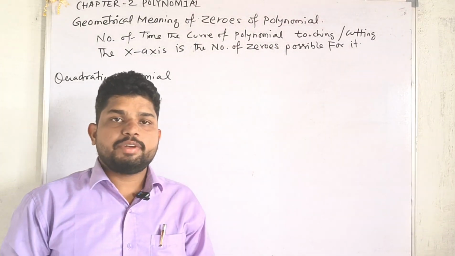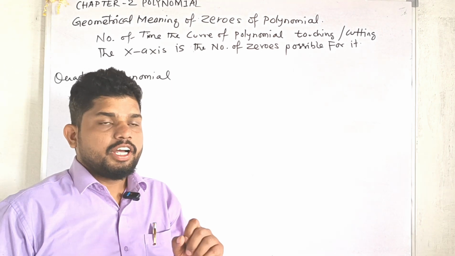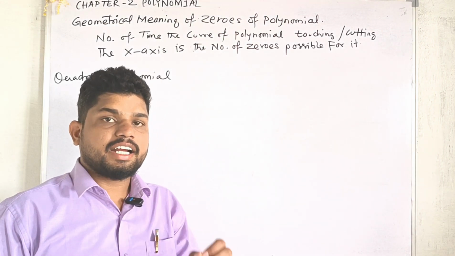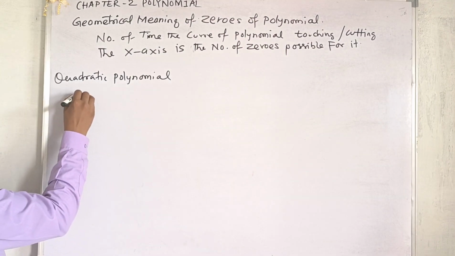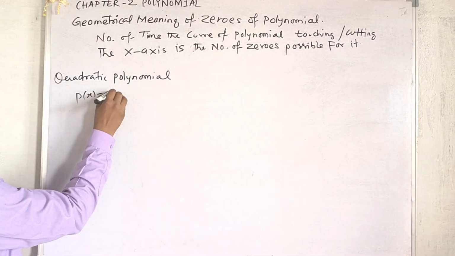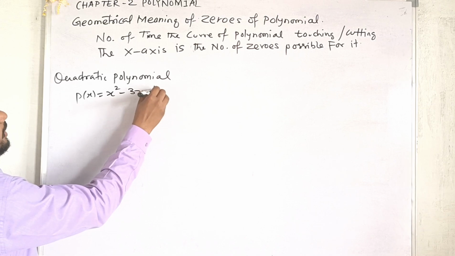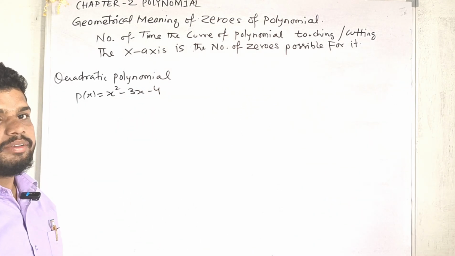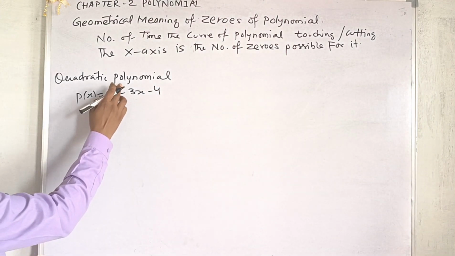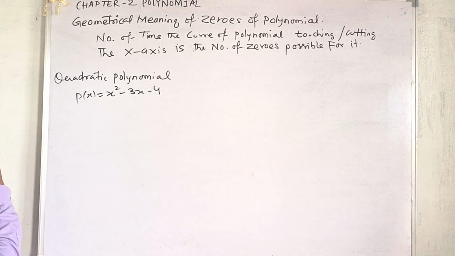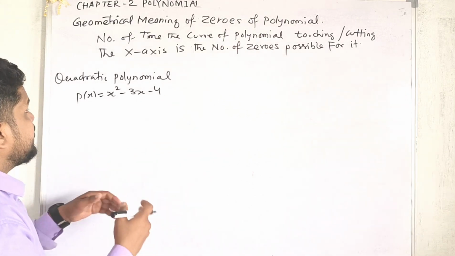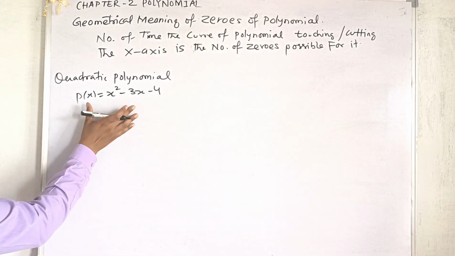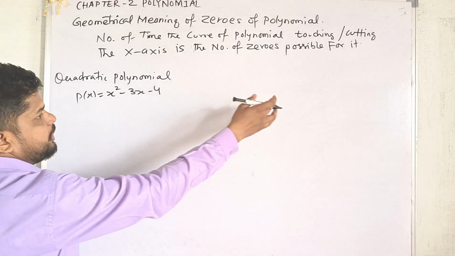Now dear students, I am taking one quadratic equation and we will learn how to plot the graph for that quadratic polynomial. Suppose p of x is x square minus 3x minus 4, a quadratic polynomial. Obviously it has degree 2, so it is a quadratic polynomial. Here we wish to represent this quadratic polynomial as a graph.